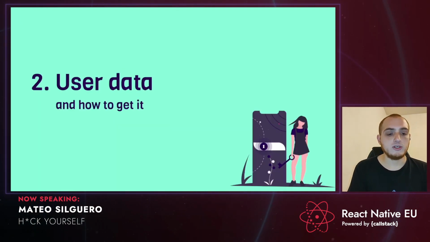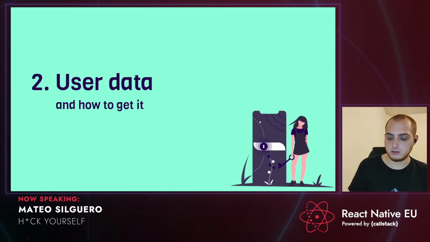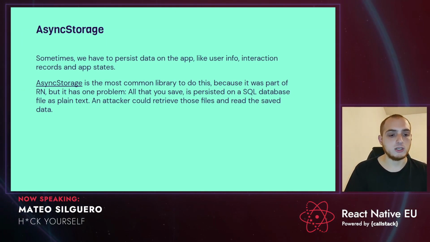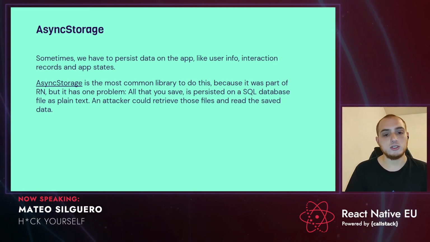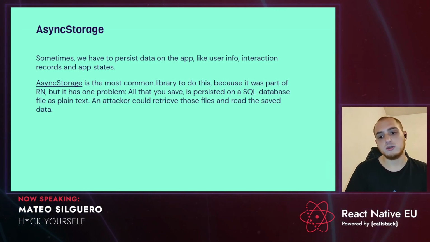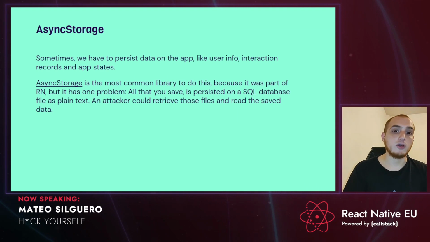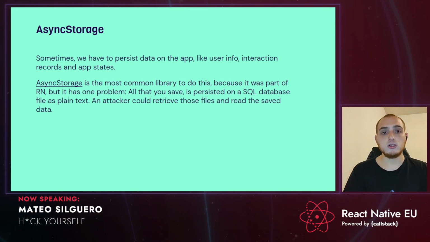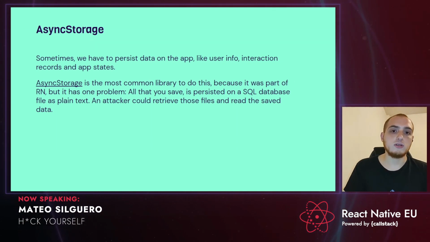The second part of this talk is about user data. Sometimes we have to persist data on the app, like user info, interaction records, and app states. AsyncStorage is the most common library to do this because it was part of the React Native core, but it has one problem. All that you save is persisted in an SQLite database file as plain text. An attacker could retrieve those files and read the saved data.